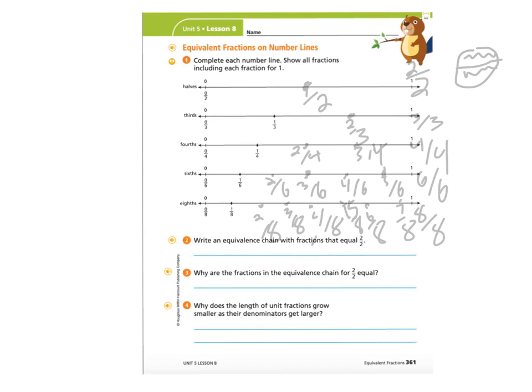This one's asking for an equivalent chain for the fractions that are equal to 2 halves. A chain means we're just going to put them all together. Remember, equal sign doesn't mean here comes the answer. We're just starting with those wholes. So 2 halves is equal to 3/3 is equal to 4/4 is equal to 5/5 is equal to 6/6 is equal to 8/8. They're all equal because they're all a whole pizza.